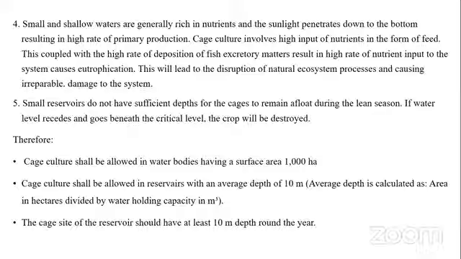Cage culture shall be allowed in reservoirs with an average depth of 10 meters. Average depth is calculated as area in hectares divided by water holding capacity in cubic meters, which is very, very important before installation of cages in any kind of water body. The seasonal variation in water level should be kept in records. The cage site of a reservoir should have at least 10-meter depth around the year. Means after installation of a cage, the minimum 6 to 10 feet of water should be there. The depth should be there.